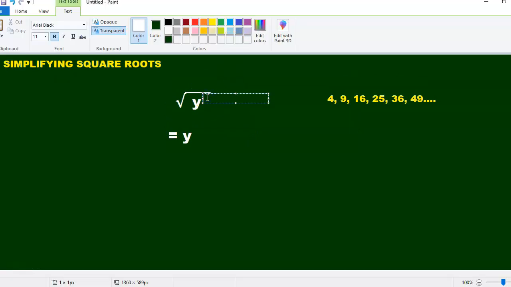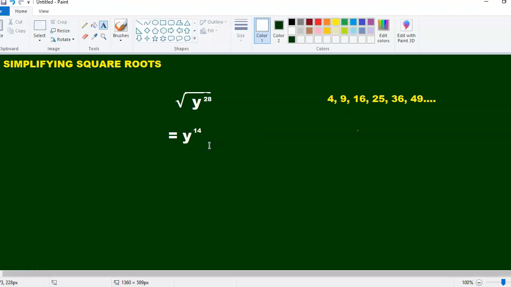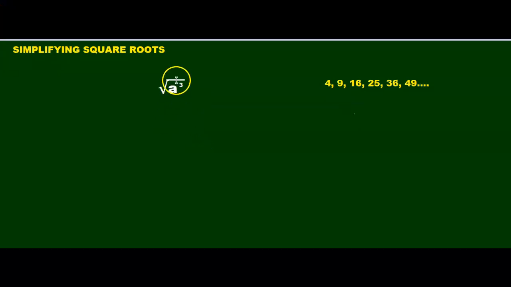Now, if you have, say, y to the power of 28, half of 28 is 14. So the square root of y to the power of 28 is y to the power of 14, and so on and so forth. Now, what if you have an exponent which is not an even number? So what we want to do is when we're solving it, we want to take out our even exponent.